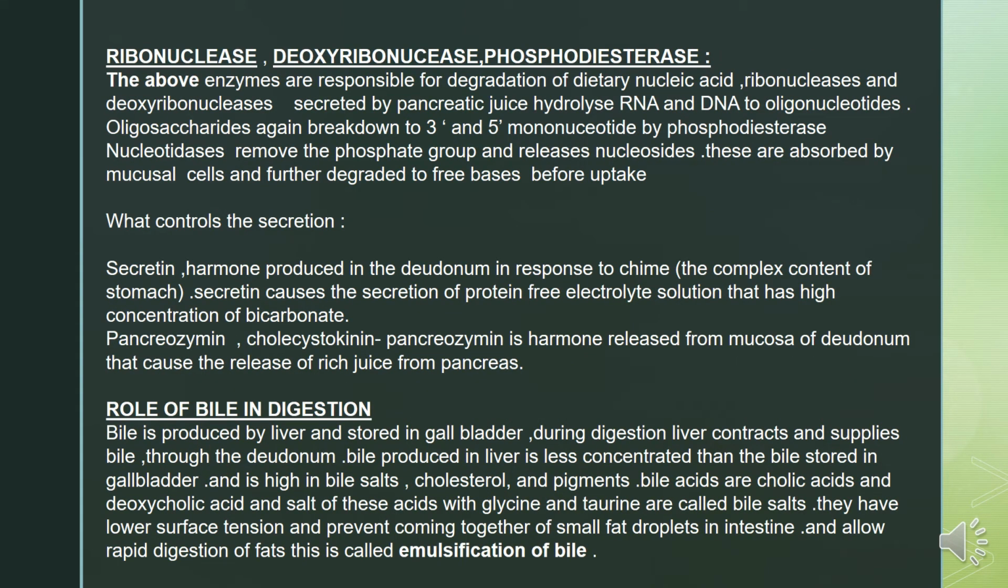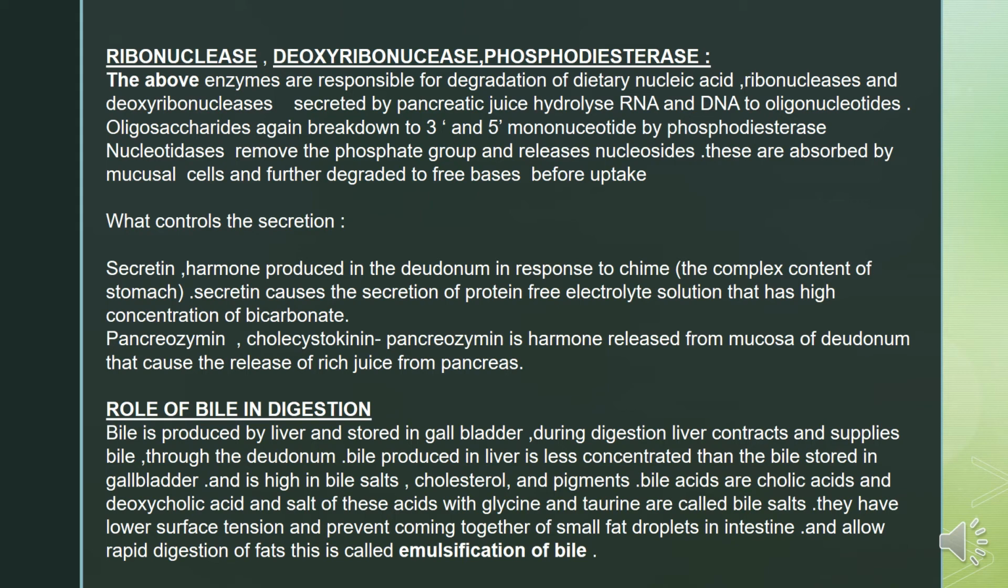Ribonuclease, deoxyribonuclease, phosphodiesterase. The above enzymes are responsible for degradation of dietary nucleic acid. Ribonucleases and deoxyribonucleases, secreted in pancreatic juice, hydrolyze RNA and DNA to oligonucleotides. Oligonucleotides are again broken down into 3,5-mononucleotides by phosphodiesterase. Nucleotidases remove the phosphate group and release nucleosides. These are absorbed by mucosal cells and further degraded into free bases before the uptake.